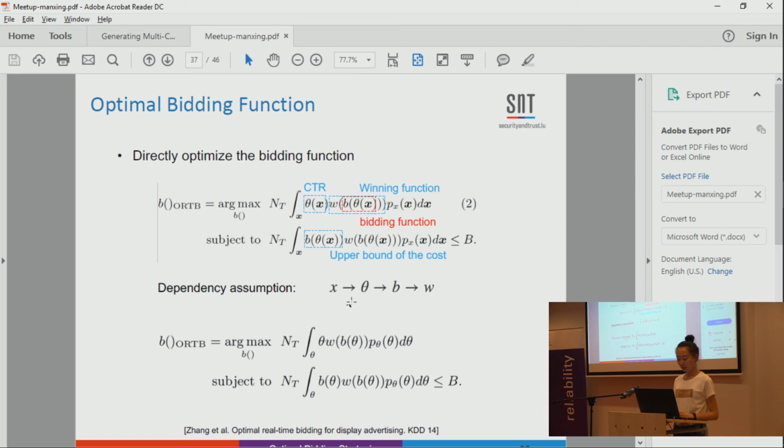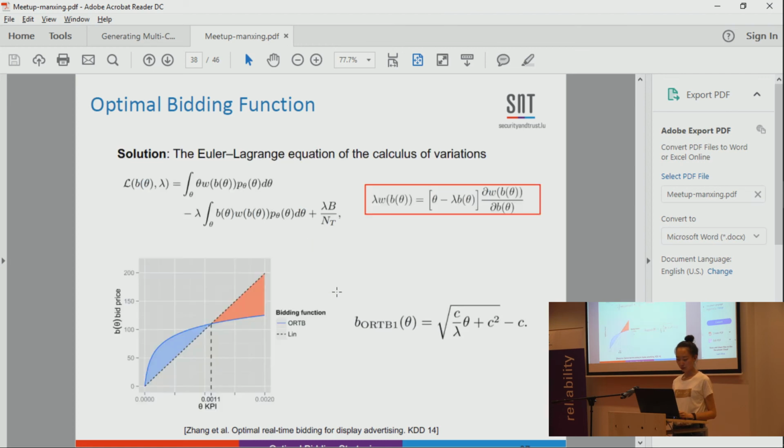Here there's a dependency assumption, because working directly on this high-dimensional feature vector is really complicated, so we need to simplify this problem. We remove the x and only use the CTR theta to represent the dynamic of the bid request. The solution is to use calculus of variations, and we introduce the Lagrangian multiplier. To solve this, we take the partial derivative with respect to the bidding function and set it to 0.